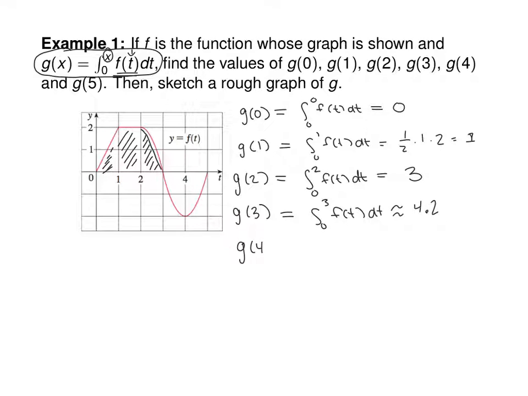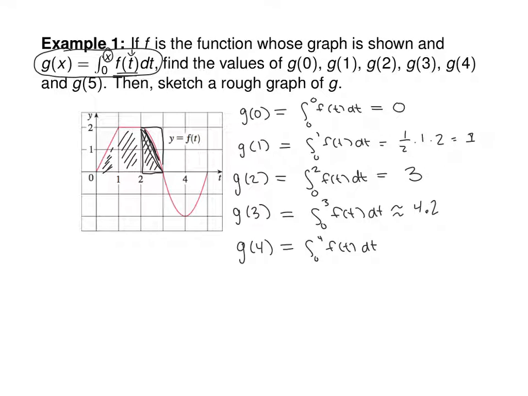G of 4 is the area from 0 to 4. When you say guesstimate it, you use some sort of reasoning. I know that the area here, if that was a triangle, is 1 because of the work I did to find the area from 0 to 1. And I know that the area of the whole box is 2. Does that make sense? I kind of figured that little bit that's missing, maybe 0.2-ish or something like that.